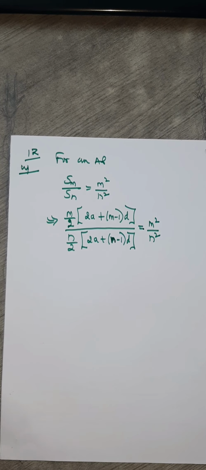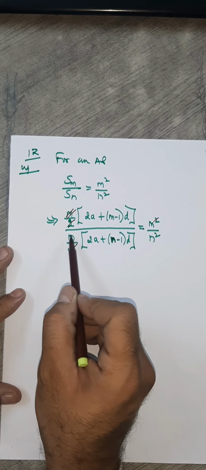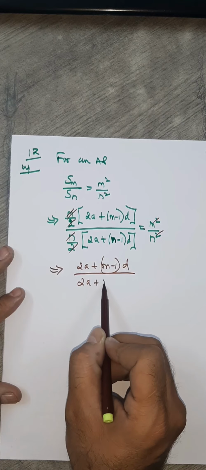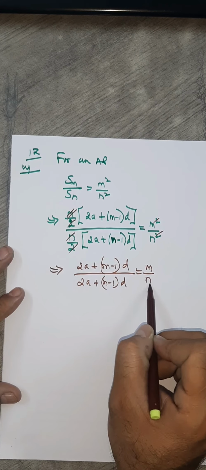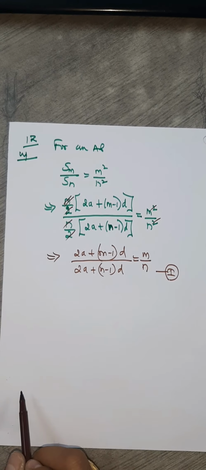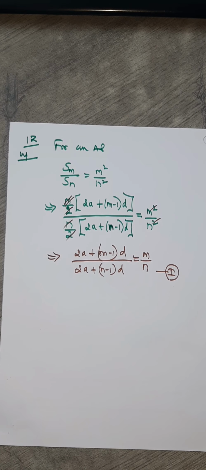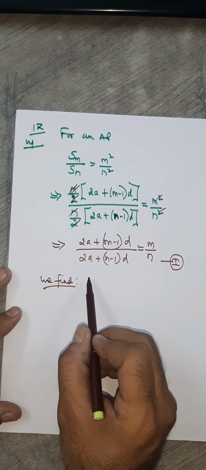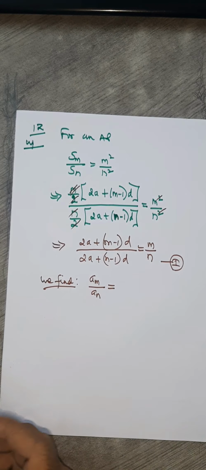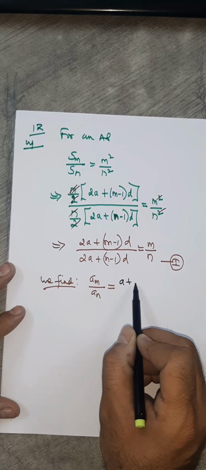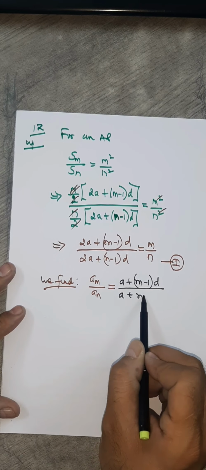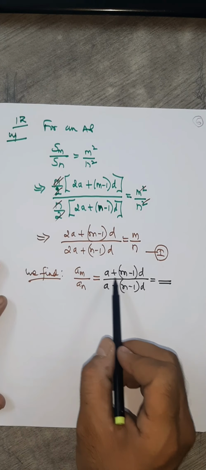Fine. Now 2 will get cancelled. One m will get cancelled with this, one n will get cancelled with this. So we are having 2a plus m minus 1 into d upon 2a plus n minus 1 into d equals m by n. Fine, let's call this equation number one. Now what you want, you just concentrate there. You want the ratio of the mth term and nth term. So we prove, in fact, you're asked to prove here, am and an. Let's write the formula for am. What's the formula for am? You know, a plus m minus 1 into d. And what's the formula for an? a plus n minus 1 into d. We want this. This is the question. Fine, as we did in that question.